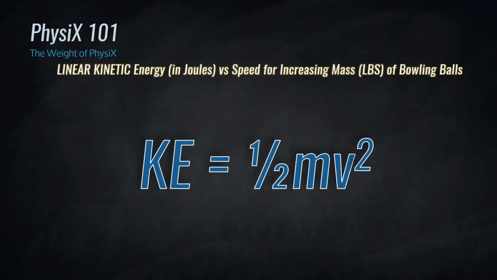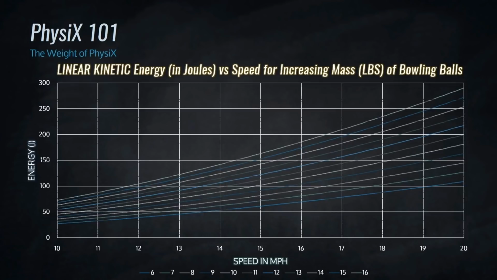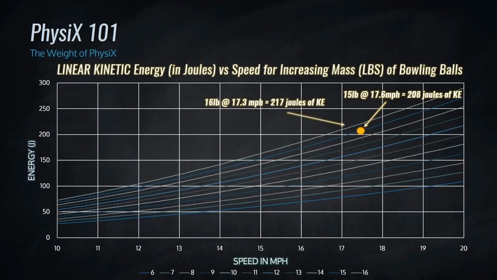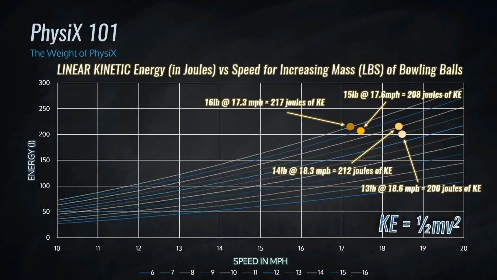Kinetic energy is equal to 1/2 the mass of the object times its velocity squared, so we're only describing a type of magnitude in this up-close look. As you can see by this graph, my 15-pound ball at 17.6 miles per hour generated 208 joules of energy. The 16-pound ball, despite being rolled slower, created 217 joules. Going the other direction, my lighter 14-pound ball thrown at 18.3 miles per hour created 212 joules of energy. And lastly, the 13-pound only generated about 200 joules of kinetic energy.